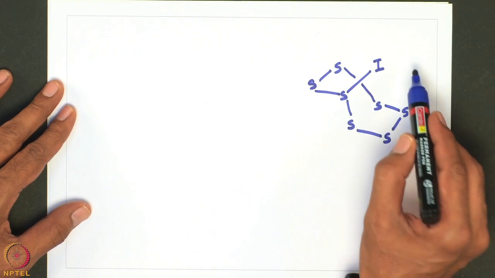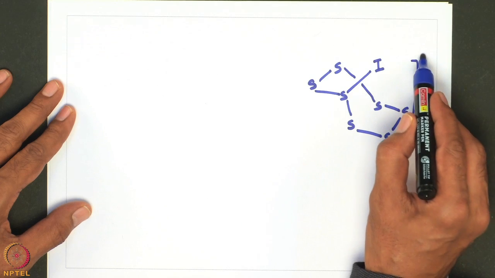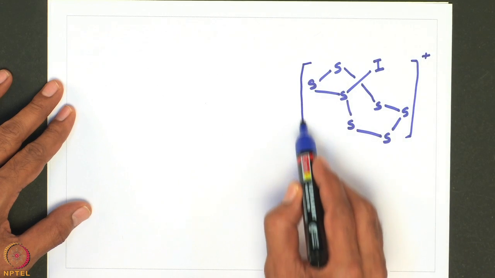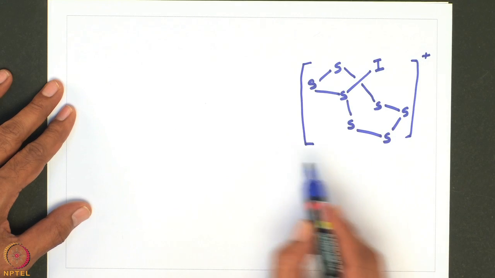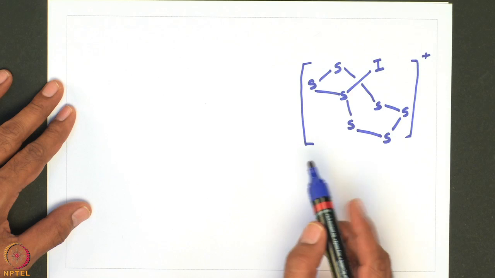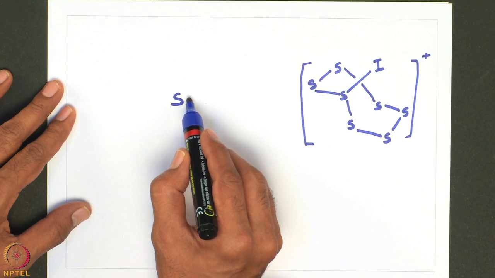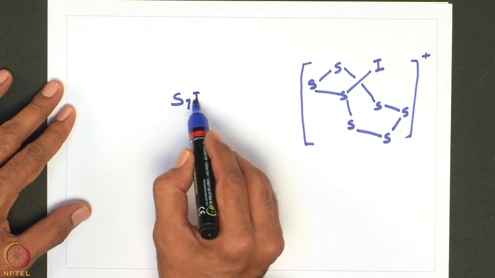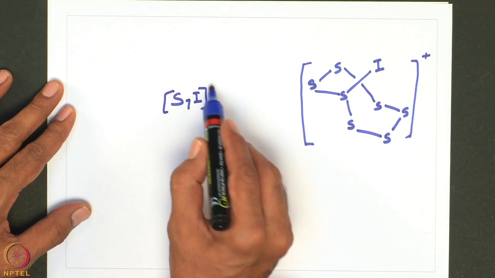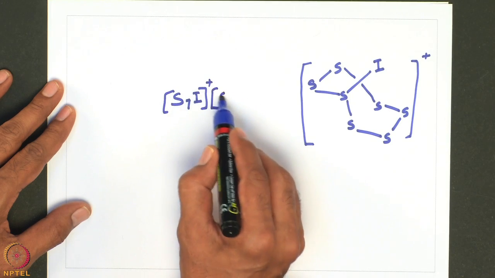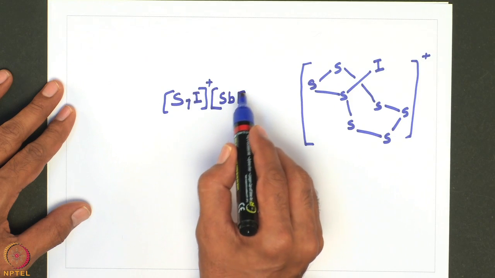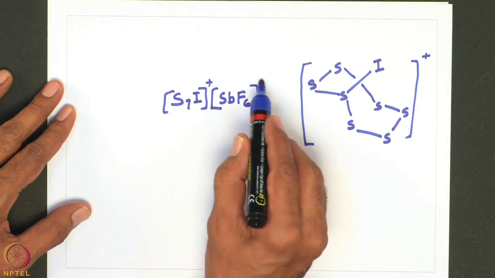So, this one is cationic. This is essentially S7I+ SbF6-.